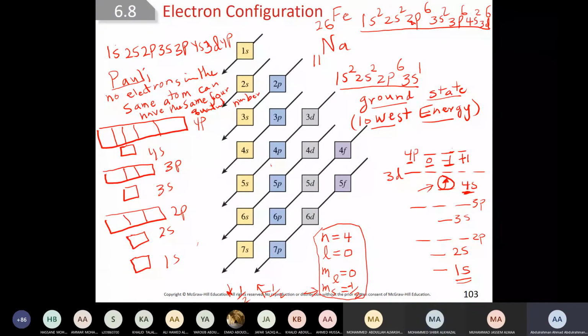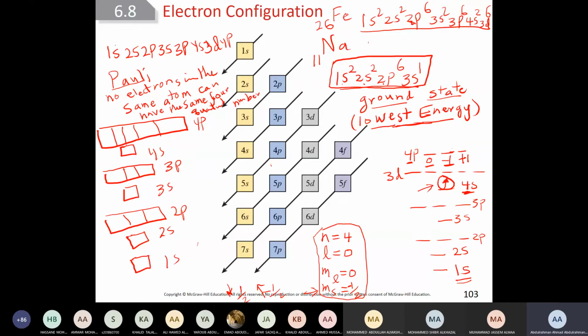Ground state is the whole structure. This structure is called the ground state for sodium. Is this clear? Now, can I have the structure for sodium? Ground state means the lowest energy state. When you draw the structure, 1s2, 2s2, 2p6, 3s1, this is the ground state, the lowest energy state.